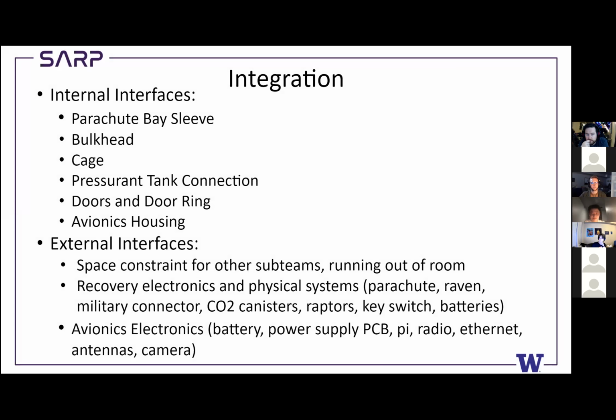Integration. In terms of internal interfaces within our team, we have the parachute base sleeve, bulkhead, cage, pressure and tank connection, doors and door ring, and avionics housing, which you all just saw. External interfaces, we have to think of all the things that we're keeping inside of it. We have a space constraint within our coupler, and we are just about out of room. So if anything changes, that's a problem.